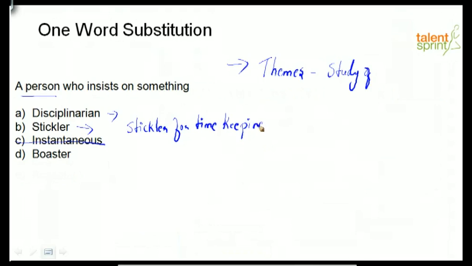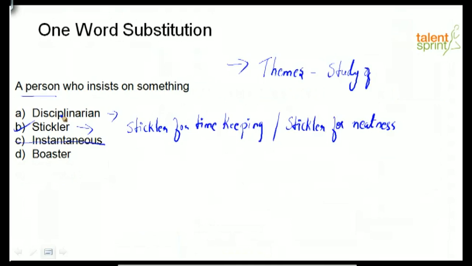Or you can be a stickler for neatness. Right? You just can't live in a mess. You cannot stand dirt. You always want your surroundings to be neat and clean. A boaster, again, somebody who boasts about themselves, right? In a proud or self-admiring way. So obviously we know this is the answer.